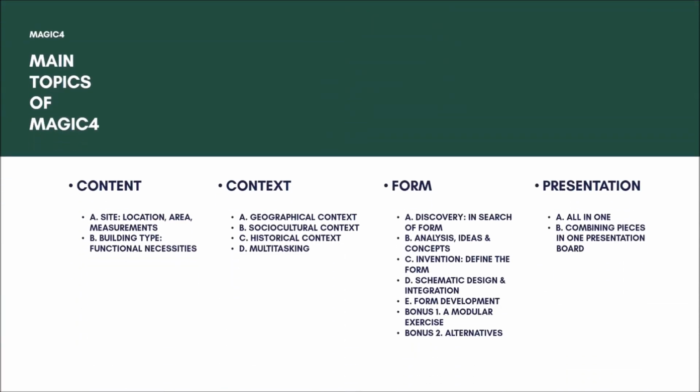Main topics of Magic 4. Content: site and building type. Context: geographical, sociocultural and historical. Form: discovery, analysis, invention, integration and form development. And presentation: all-in-one and combining pieces.